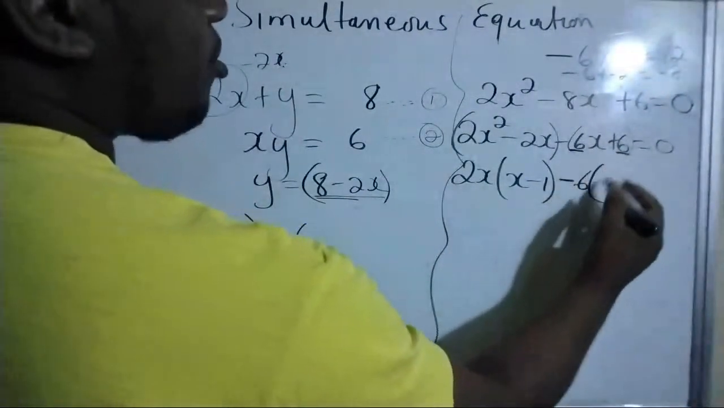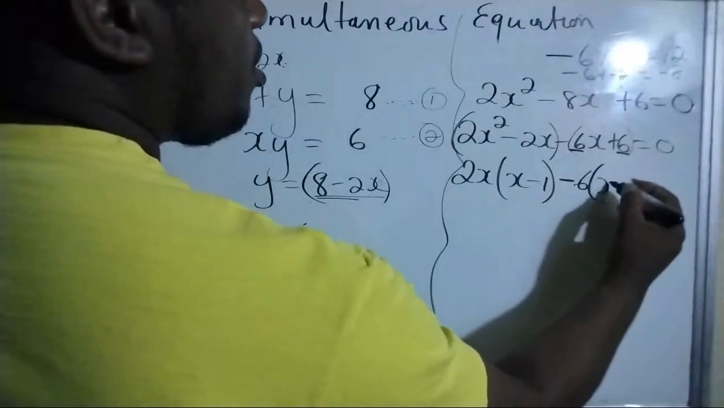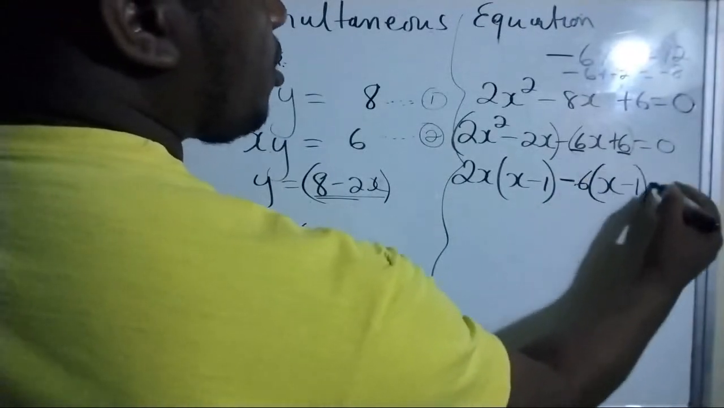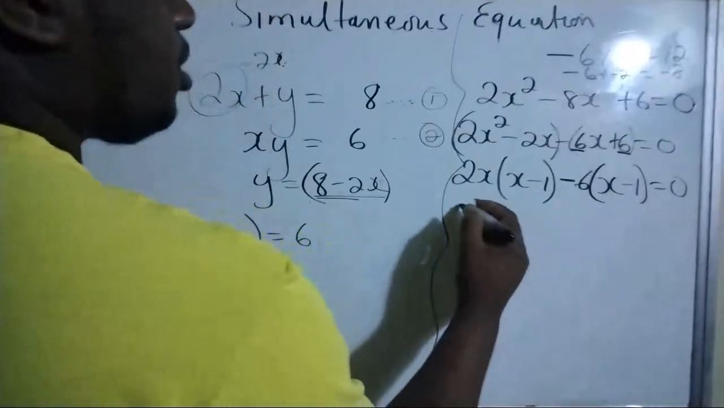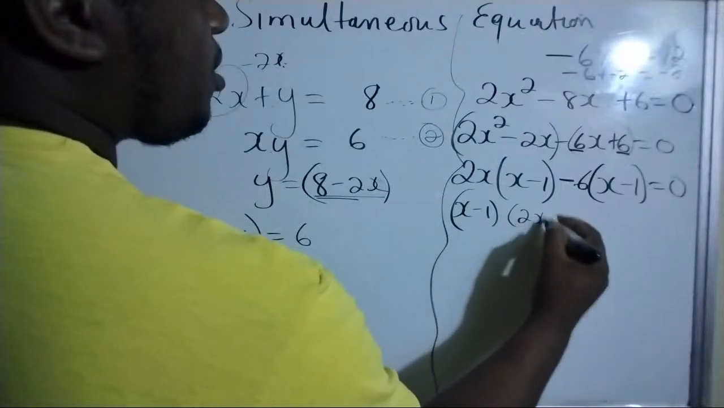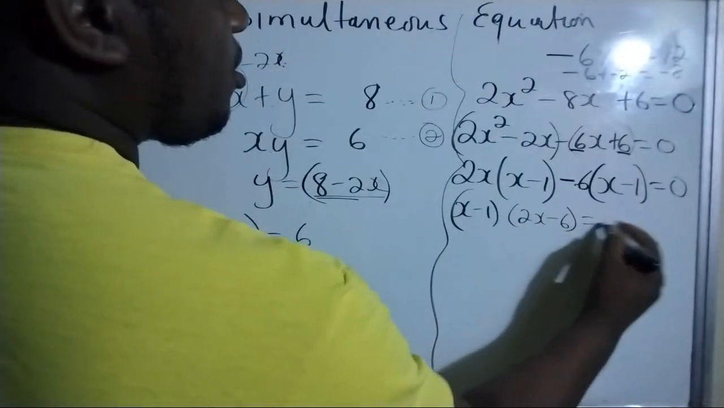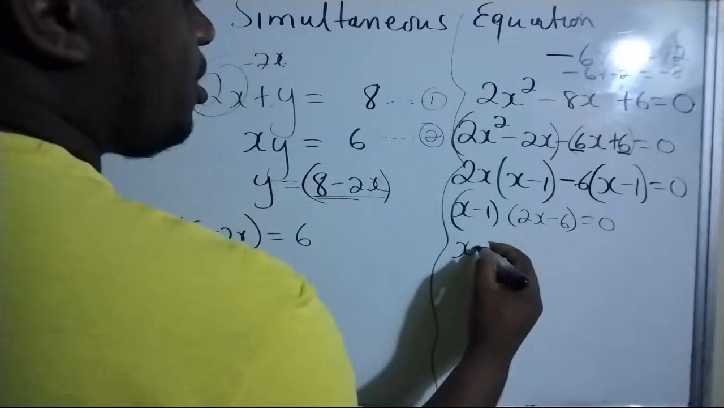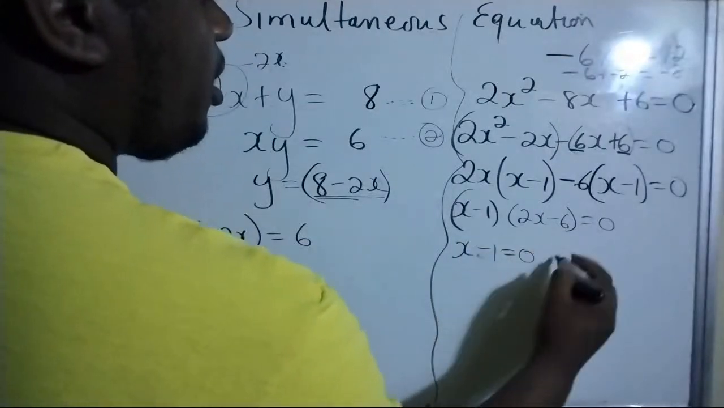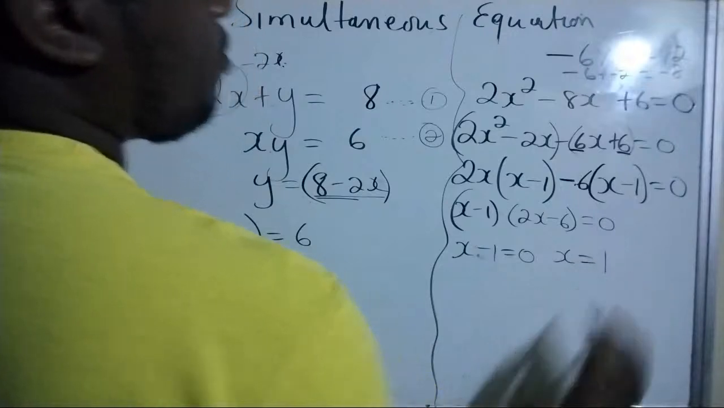Only the 6 is common. And then 6 into that leaves x. Negative 6 into that leaves negative 1. And that equals 0. So the solutions will be x minus 1 and 2x minus 6. So when x minus 1 equals 0, x is equal to positive 1.